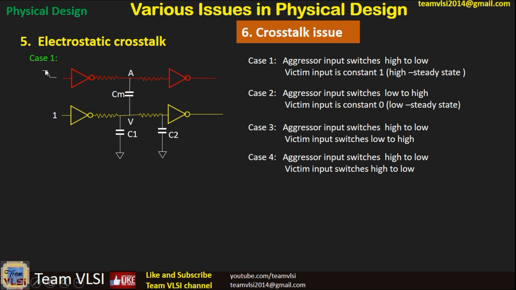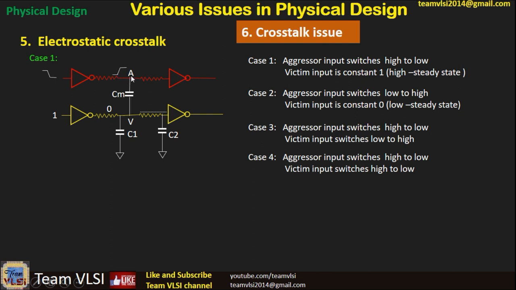Suppose the input of the aggressor net is switching from high to low, and the victim net's input is at constant 1. So since this net is at constant 1, its output should be constant 0. Now our aggressor net input is switching high to low. This point will switch from low to high, opposite to this.